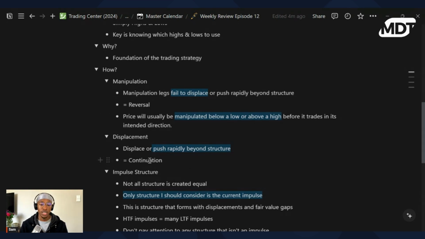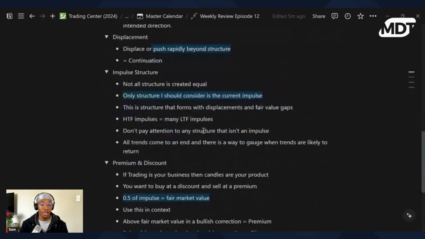Displacement, as the word says, displaces or pushes rapidly beyond structure. It signals continuation. Displacement, or some may know it better as imbalance, is a key indication that price has strong conviction to continue in that direction. And displacement is pretty important, especially when we get to fair value gaps.